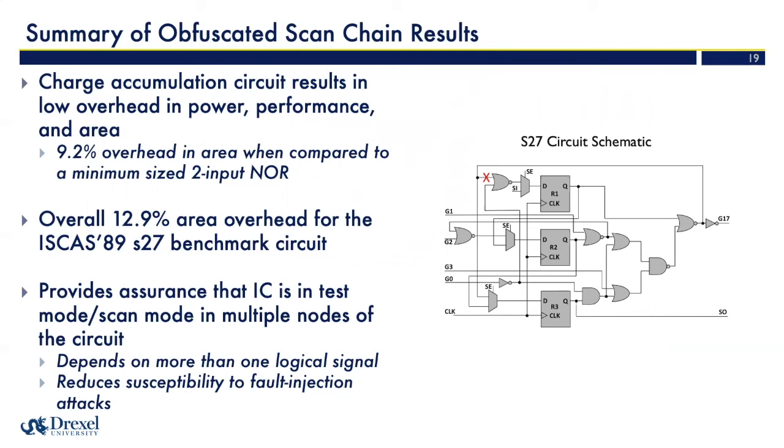So this provides some assurance that the IC is in test mode and scan mode, and that the key information is not being revealed. So it depends on more than one logical signal. It can reduce susceptibility to fault injection attacks because of that dispersion of locality of these charge accumulation circuits within the IC. So now if someone's trying to insert a fault like a focused ion beam at a specific location within the IC, the other charge accumulation circuits will read different values and tell the IC not to allow scan mode to be accessed.